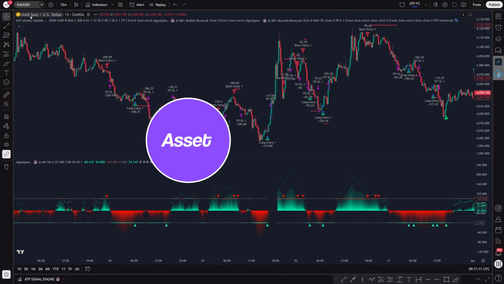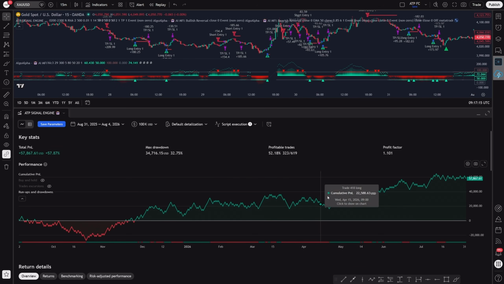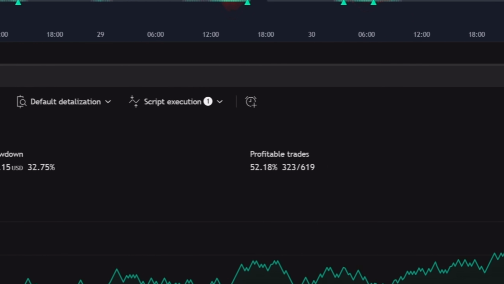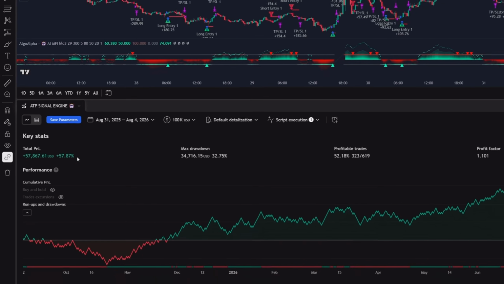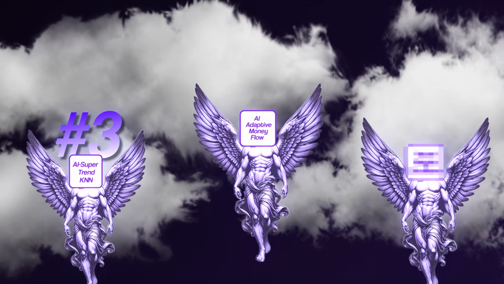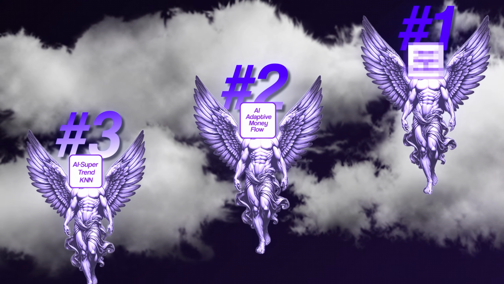By applying it to the same asset and time frame, it also comes out positive, with an upward trending equity curve, a 52% win rate and a profit above 50%. That's already a clear step up from the previous one, but there is still one free indicator left, and it's the one that takes the top spot.